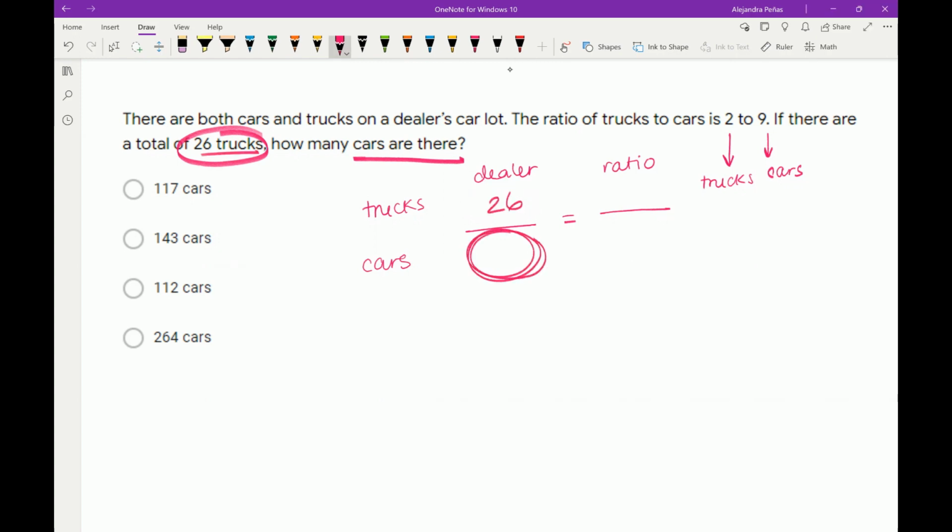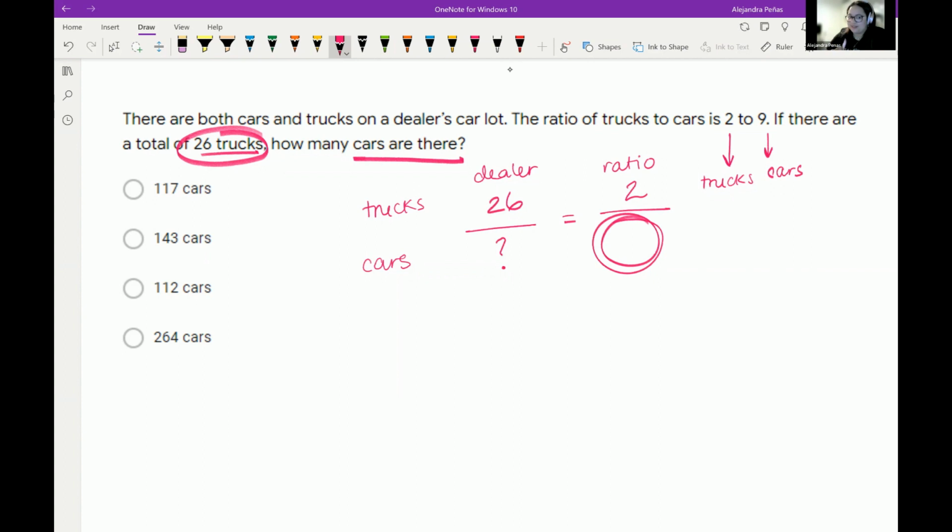What number goes here? Question mark, because we have no idea how many cars are in the dealer. That's what we're looking for. Okay, what goes here? 2. 2, very good, because there are 2 trucks in the ratio. And finally, what goes here? 11.